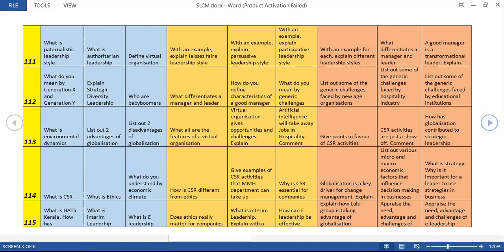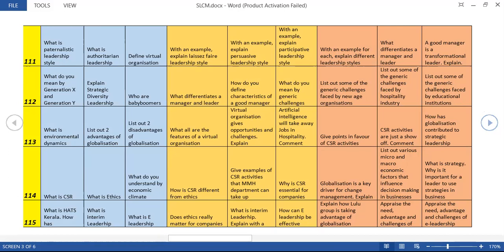The next is a question about HATS. You had been to the inauguration of virtual HATS for the first time ever. HATS is happening next year, really, my mistake. Last year you went to HATS and you know what HATS is and how it has impacted the tourism industry, you know it, so you can write it that way.